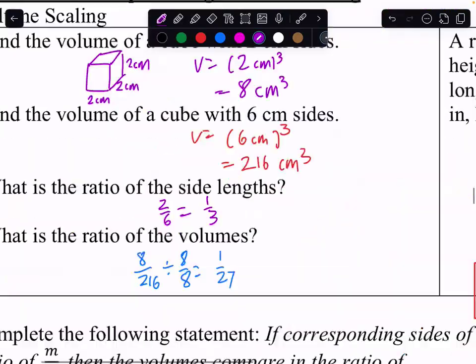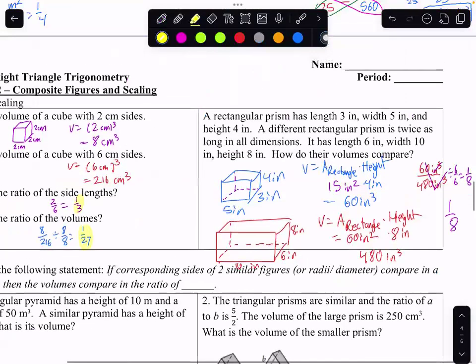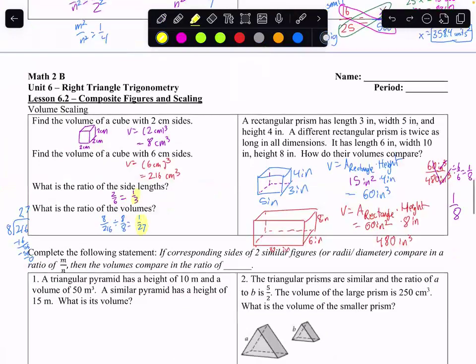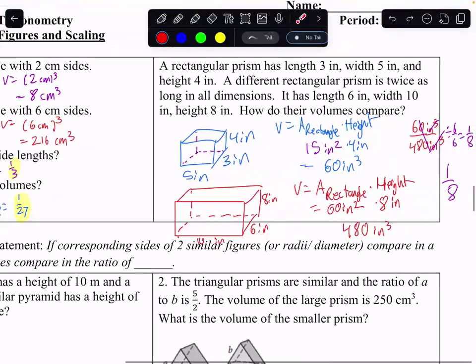Okay, so let's look back over here. When the ratio of sides is 1 to 3, the ratio of volumes is 1 to 27. Here, the smaller rectangular prism is doubled. The sides are doubled, and then the volume is 8 times. Okay, so how does 1/3 become 1/27th, or how does 1/2 become 1/8? Yes, Joey?